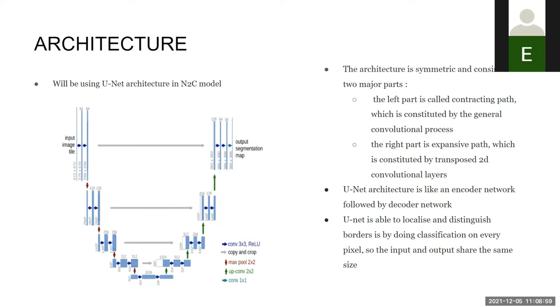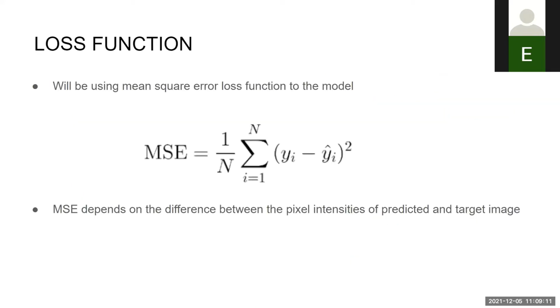It is a network able to localize and distinguish the borders by classifying every pixel, so that the input and output share the same size. The loss function we use here is mean square error, as it depends on the difference between the pixel intensities of the predicted and target image.